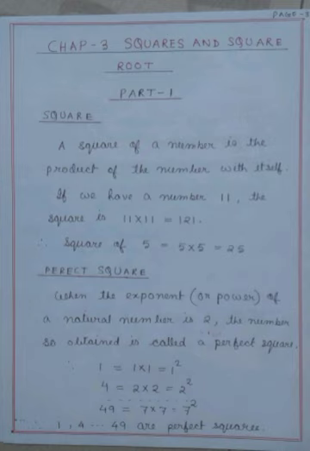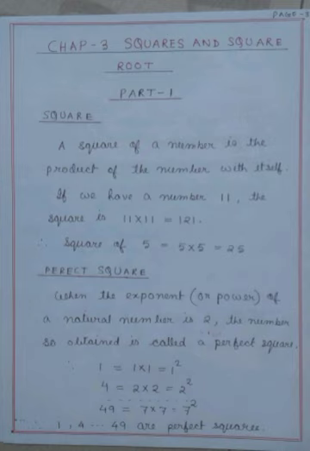What is a square? A square of a number is the product of the number with itself. That means if we select a number, suppose 12, if I multiply 12 with the number itself, that is 12, 12 into 12 will give 144. So 144 is square of 12. If we have a number 11, the square is 11 into 11 is 121. Square of 5 is 5 into 5, 25.